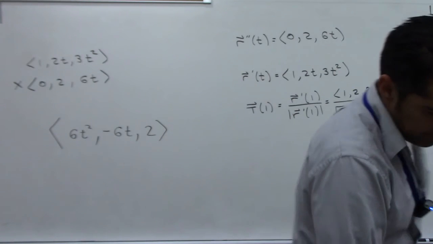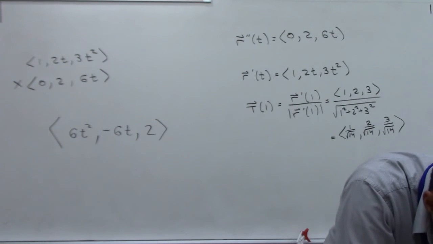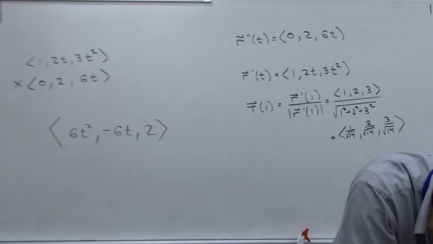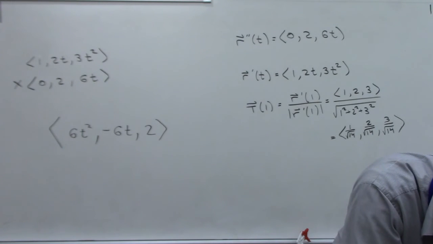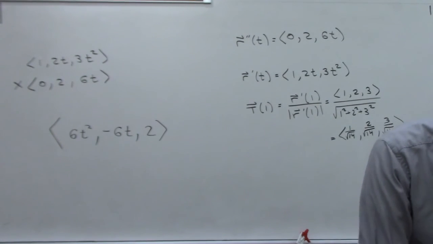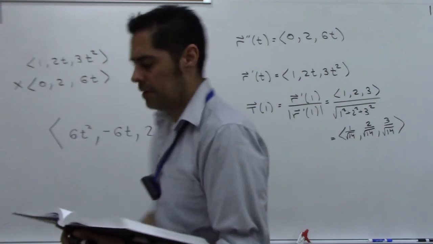So you should be able to do number 48. It's very similar to that one, except they ask you for some different stuff. All right, 49. Find the parametric equations for the tangent line to the curve with a given parametric equation at the specified point. Okay. So I'll do one of these.